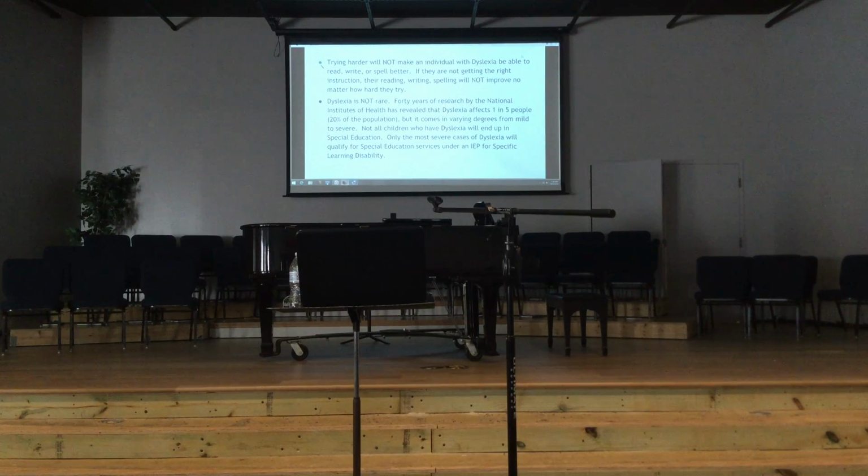Dyslexia is not rare. 40 years of research by the National Institutes of Health has revealed that dyslexia affects 1 in 5 people, which is 20% of the population, but it comes in varying degrees from mild to severe. Not all children who have dyslexia will end up in special education. Only the most severe cases of dyslexia will qualify for special education services under an IEP for specific learning disability.